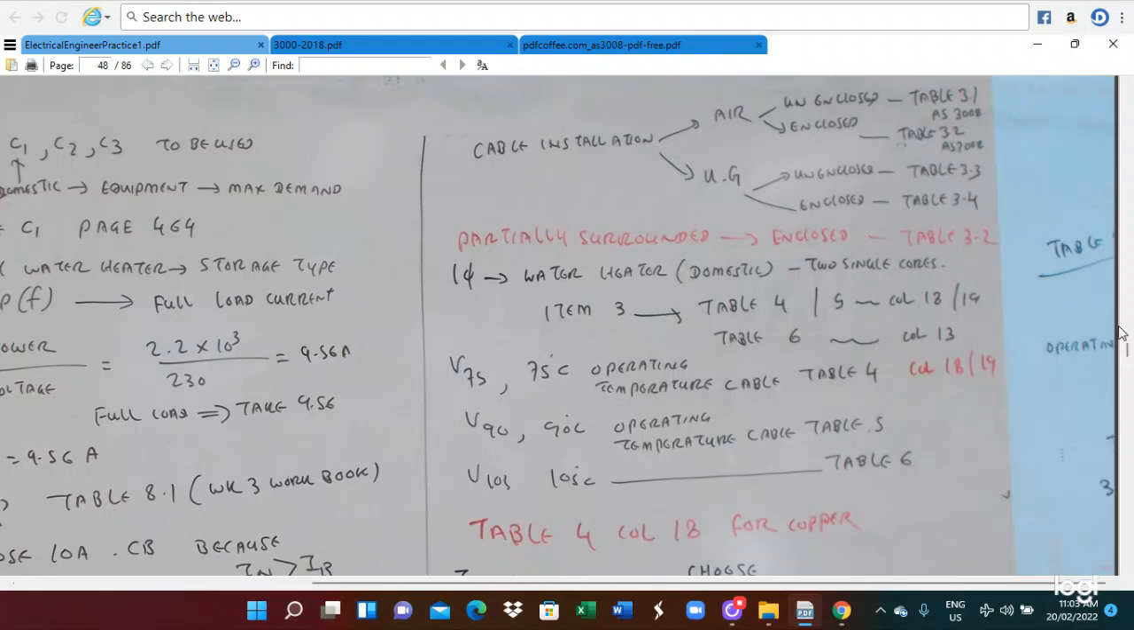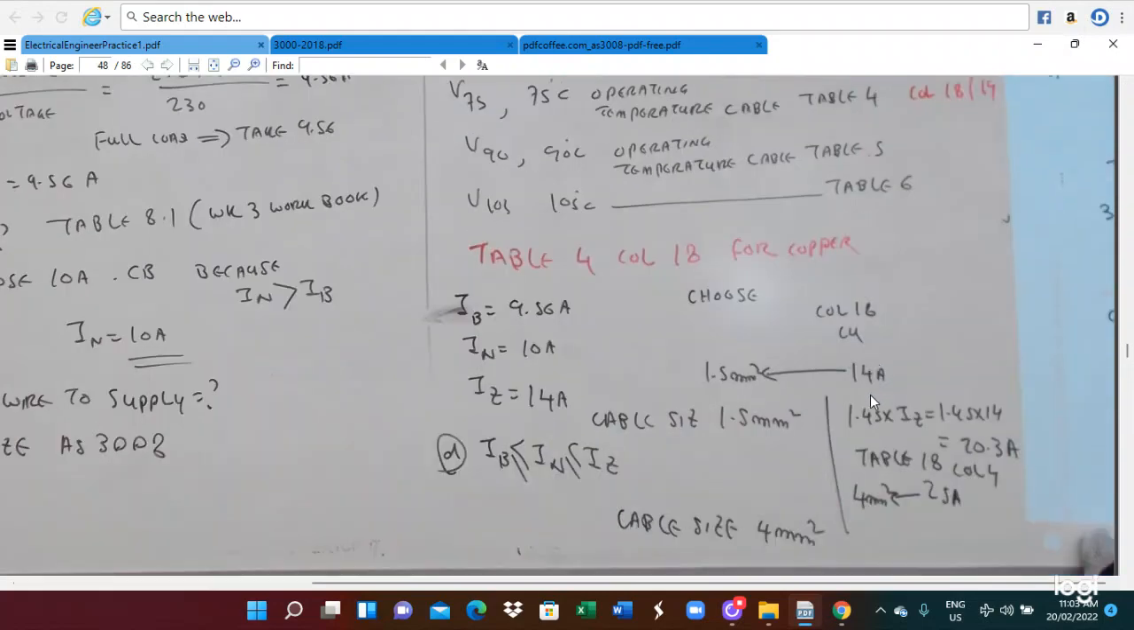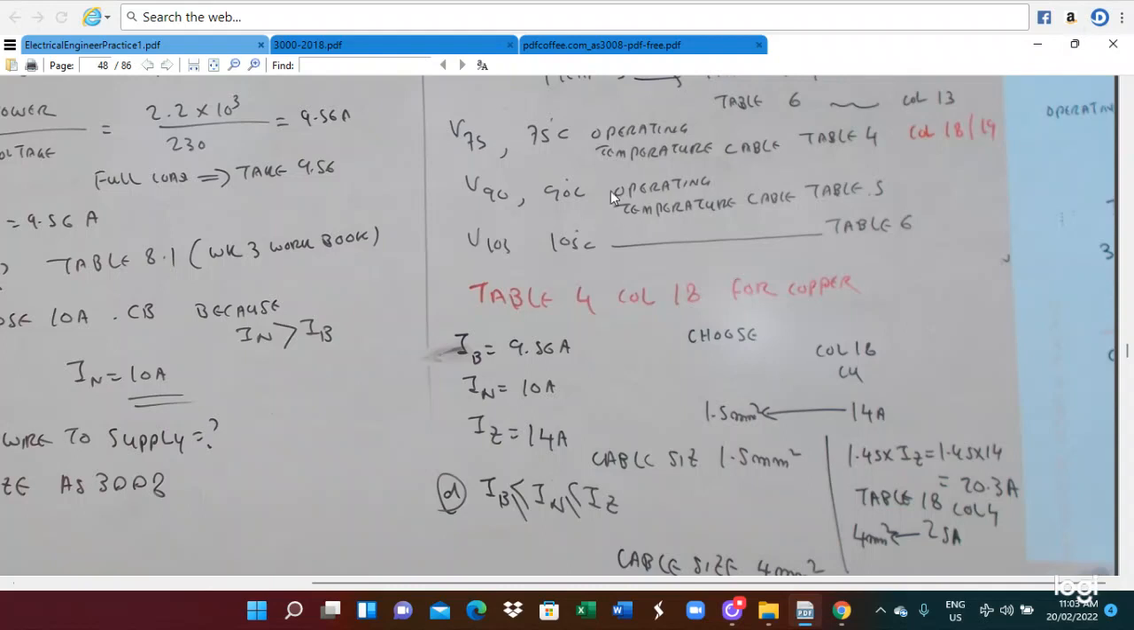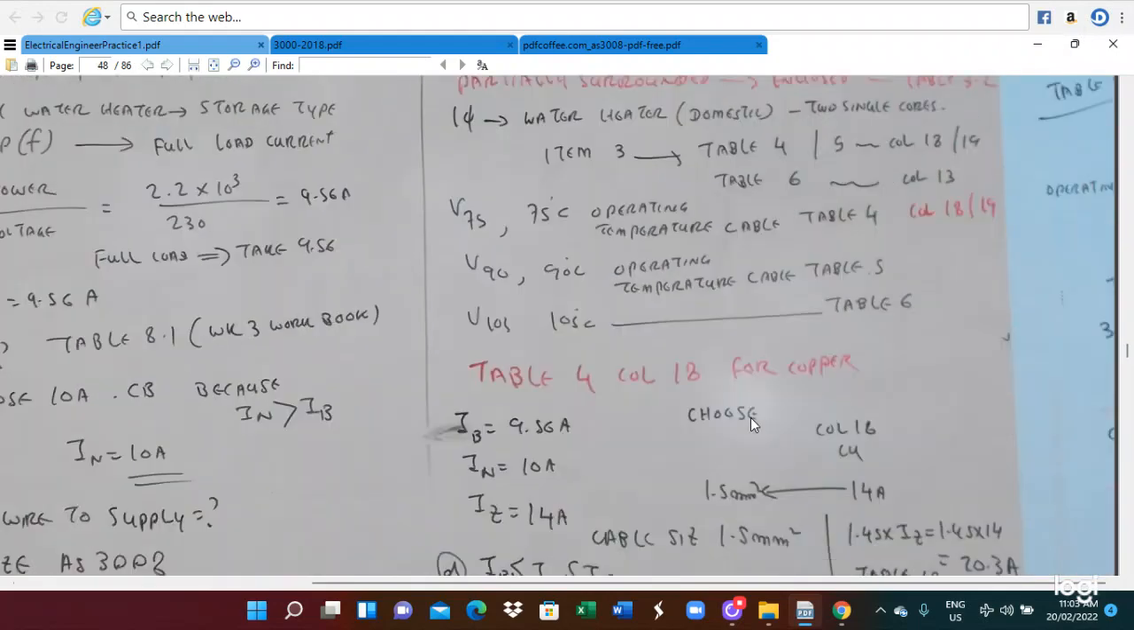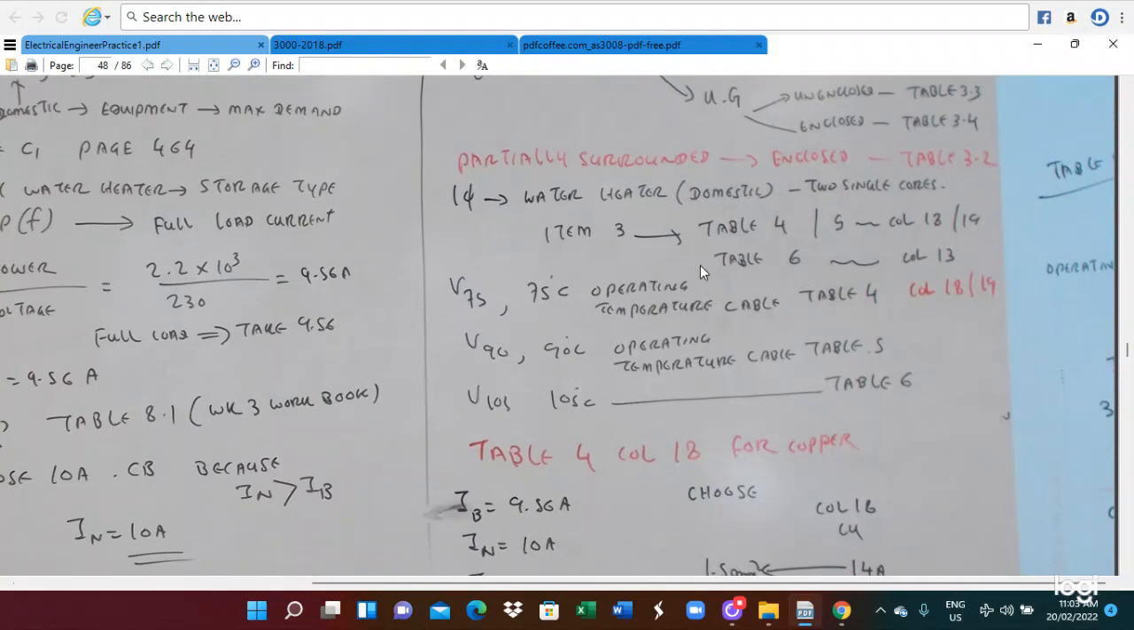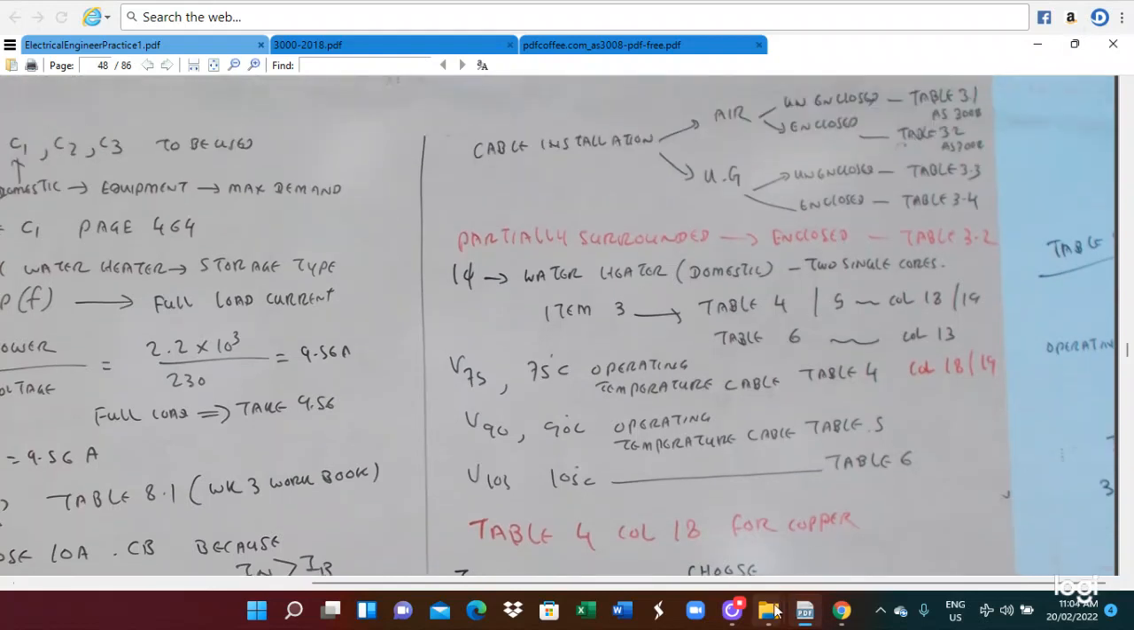In this case, we have to find the ES3008. Later I will talk about the ES3008. From the ES3008, table 4, column 18, 1.5 millimeter square is the given size, 40 MVR. So this is IZ 40 MVR. Therefore IZ is 40 MVR, IN is 10 MVR, and IB is 9.56. So this is the way we determine the given size. Later, guys, I will talk about the ES3008.